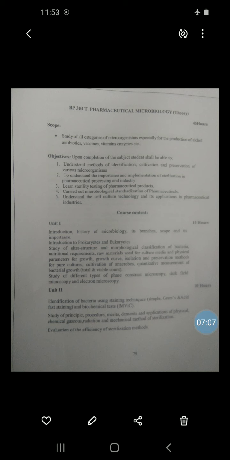So, this is all about formaldehyde. Next gas is ethylene oxide, having the formula C2H4O.